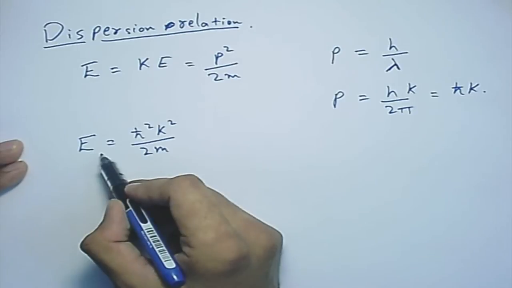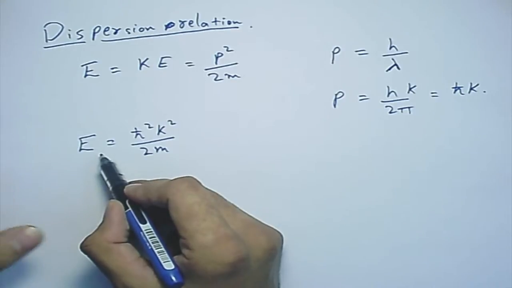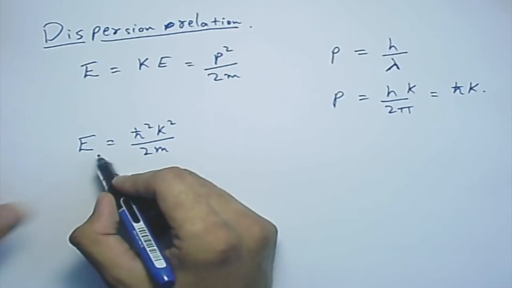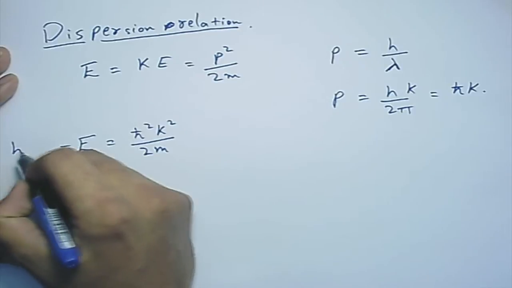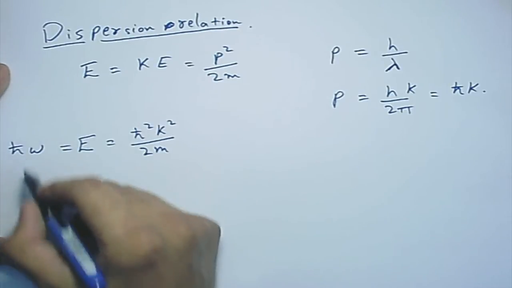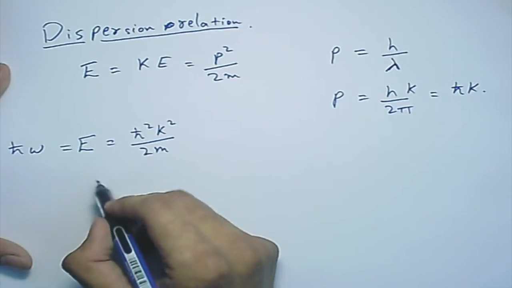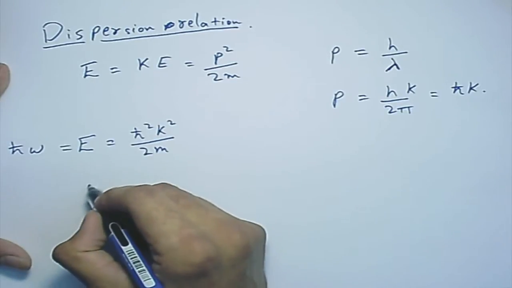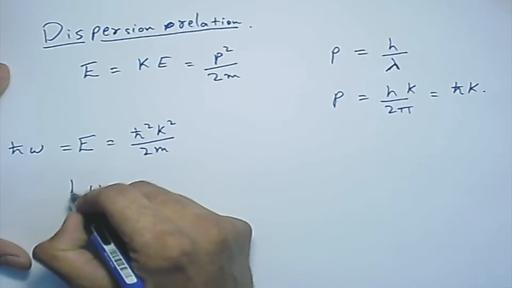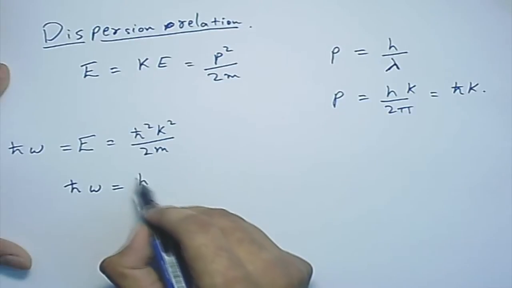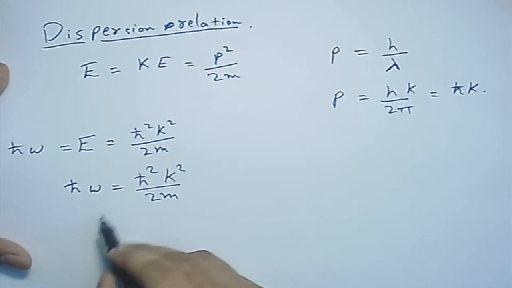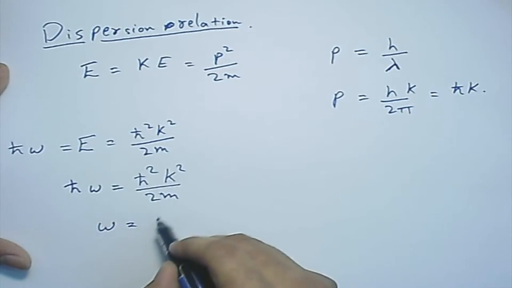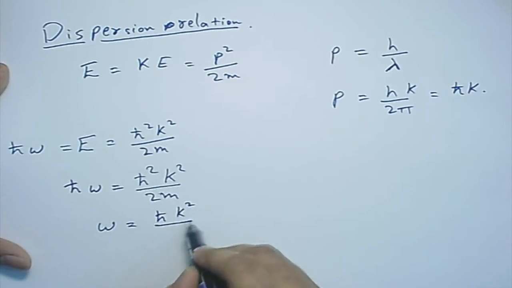Now, we can attribute this energy to the wave nature of the particle with a particular wavelength and frequency. The frequency would be given by the relation energy is equal to h cross times omega, or simply h times nu. So this in turn reduces to h cross omega equal to h cross squared k squared over 2m, which gives omega equal to h cross k squared over 2 times the mass.